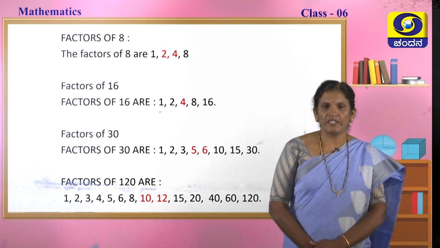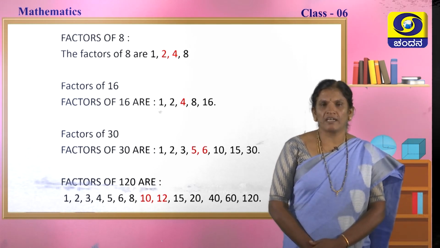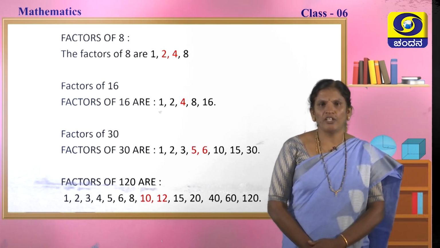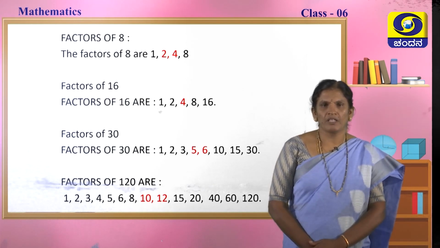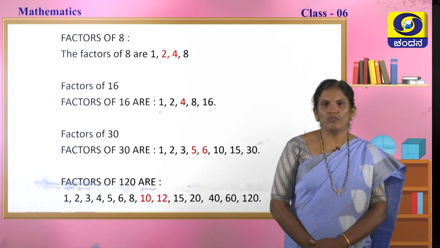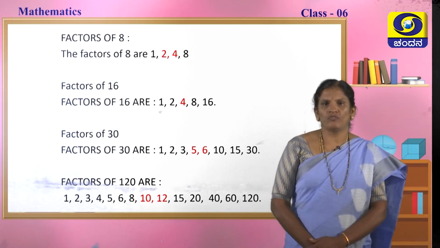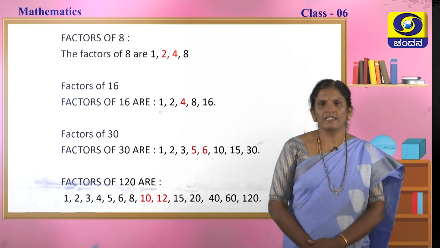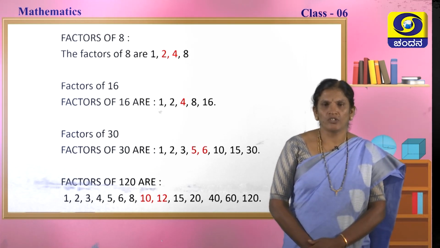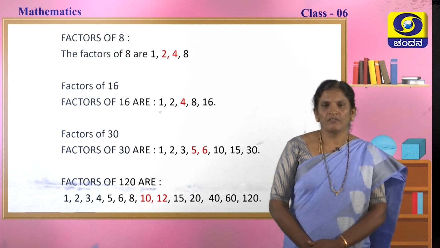Now come to 120, the center numbers are 10 and 12. 10 into 12 is 120. Here either side we can count the numbers 1, 2, 3, 4, 5, 6, 8, and this side also 15, 20, 40, 60 and 120. So we can decide that we have written all the factors by counting either side of the center number.